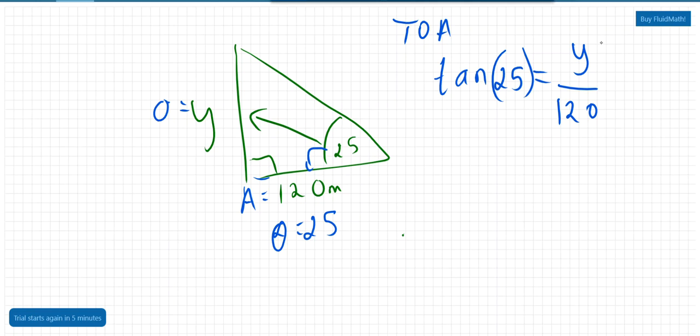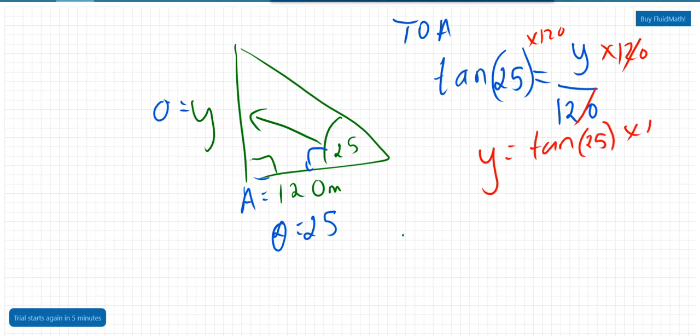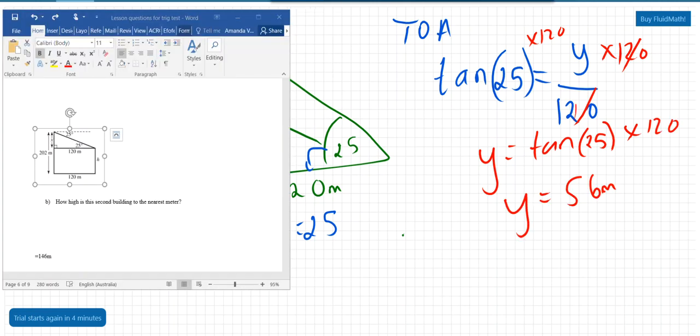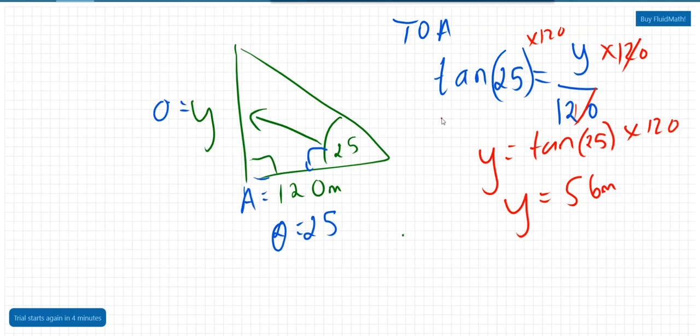You can rearrange it or just do it like this. Times by 120, that cancels out. Times by 120. So y is equal to tan 25 times 120. Put that into your calculator. So y is equal to, to the nearest meter, because the question asks us to the nearest meter, 56 meters. Now that is not the height of the shorter building.